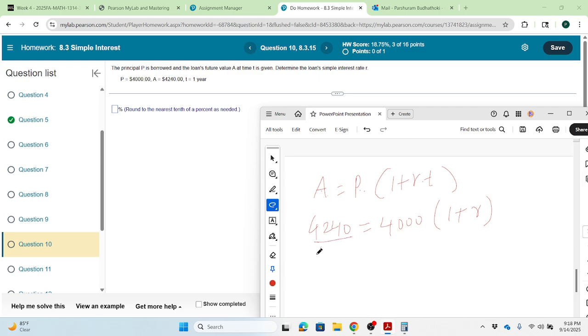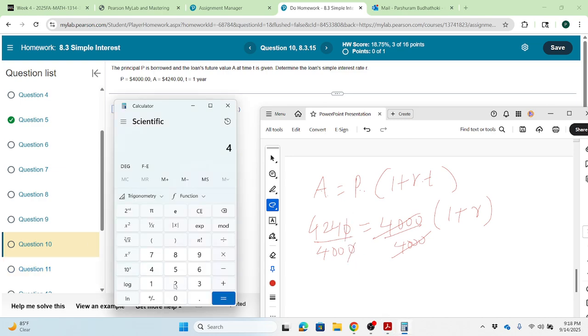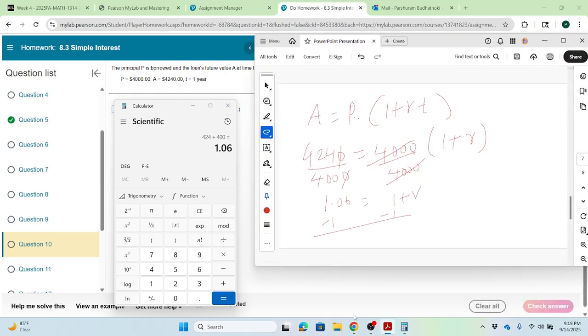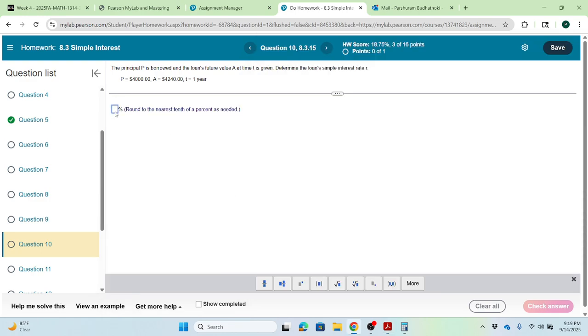So first of all, divide both sides by 4,000. So it gives us 1 plus r. If I divide 4,240 by 4,000, that's 1.06, which is 1 plus r. So what is r? Subtract 1. That gives you r equals 0.06. 0.06 is r, which is r equals 6%. So that's the rate, 6%.